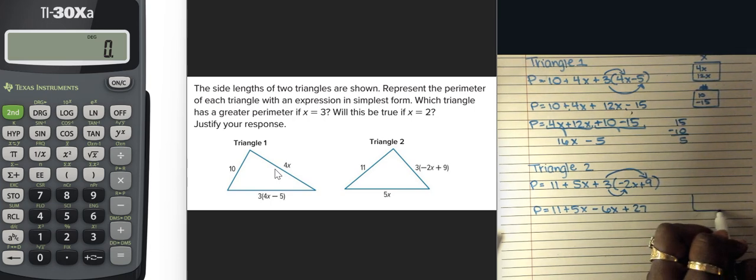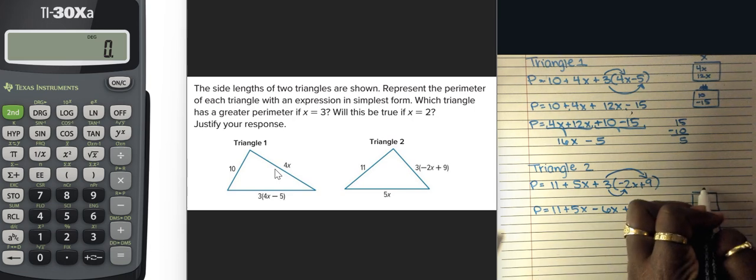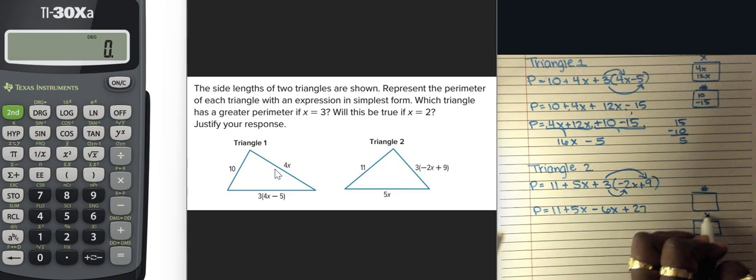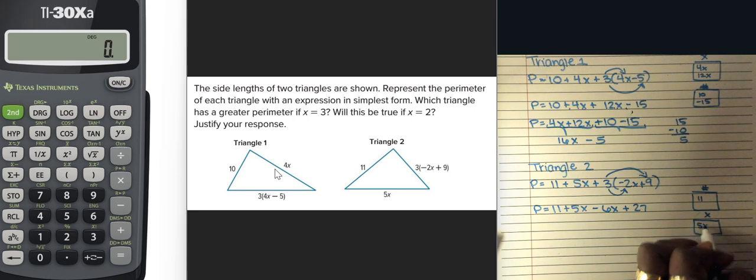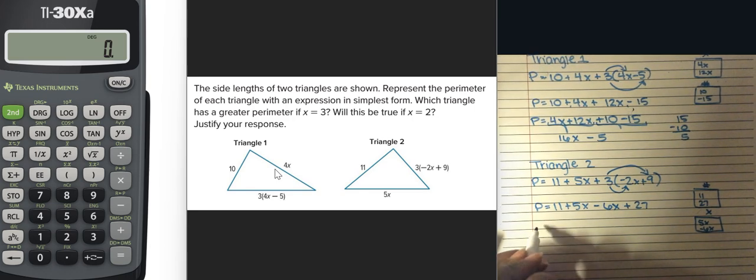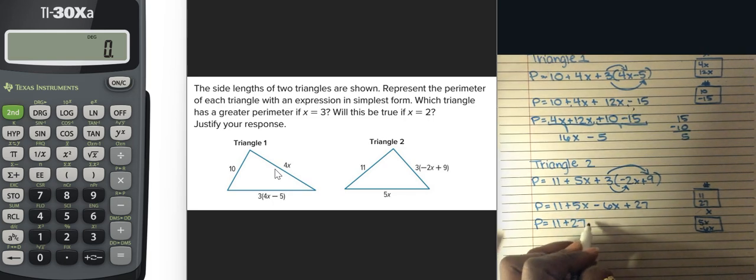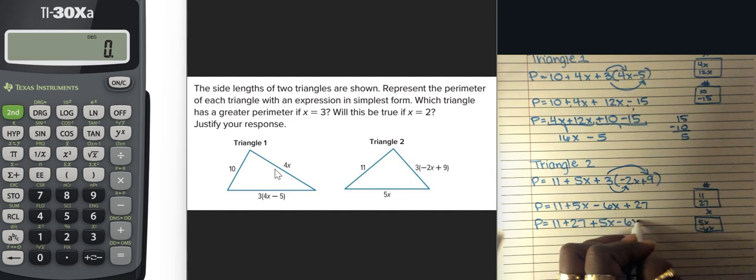All right, when we talk about our bin system or rearranging, let's see what we have. We have constants and we have x's. So we have a positive 11, a positive 5x, a negative 6x, and a positive 27. Now I'm going to rearrange that. So P is equal to 11 plus 27 plus 5x minus 6x.